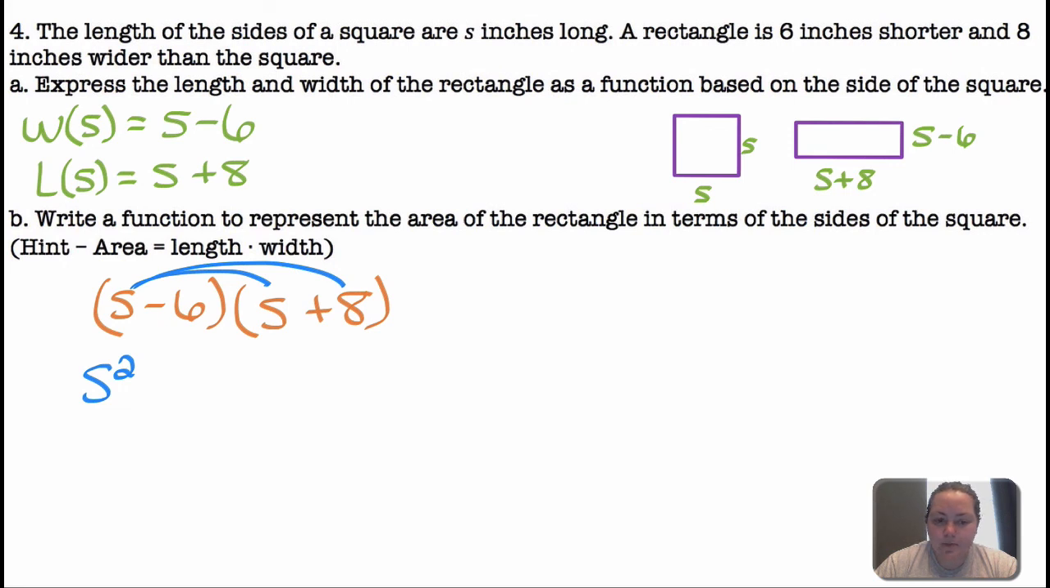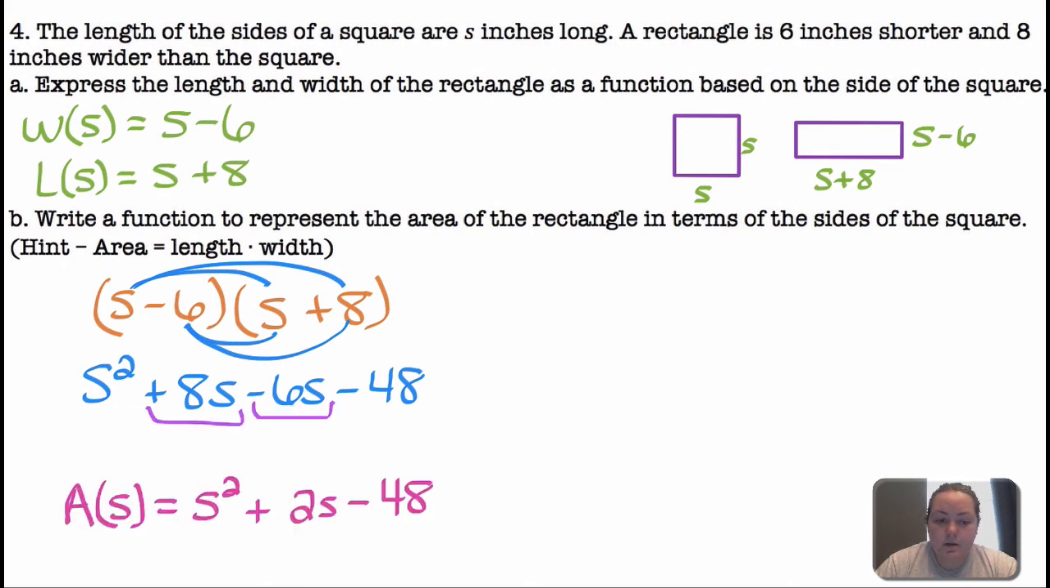So s times s gives me s squared. S times 8 gives me 8s. Negative 6 times s gives me negative 6s. And negative 6 times 8 gives me negative 48. I can combine my s terms. So I get the area of the rectangle in terms of the sides of the square is s squared plus 2s minus 48.